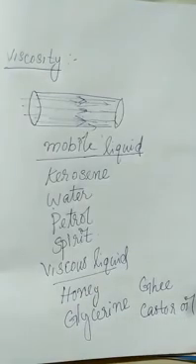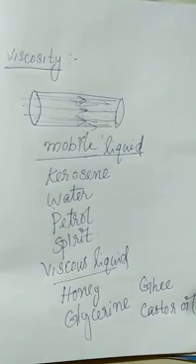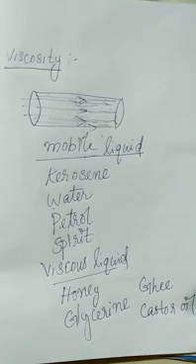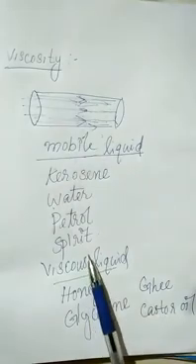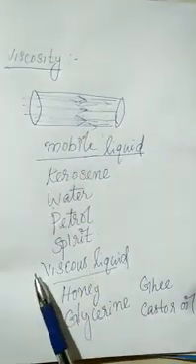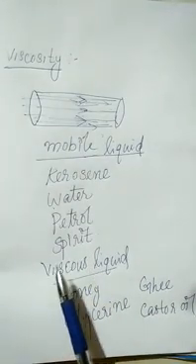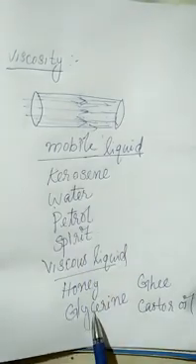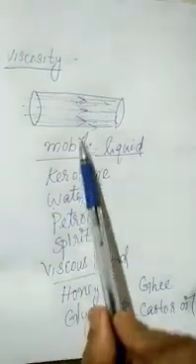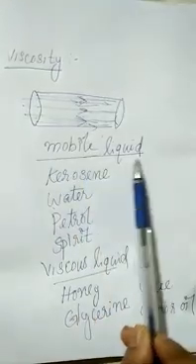Let us recapitulate once again. The viscous force is the frictional force parallel to the layers of liquid in motion which tries to prevent the relative motion between the layers. And then two types of liquids we have explained, mobile liquid and viscous liquid. Liquids of greater viscosity are called viscous liquids, and those of very low viscosity are called mobile liquids.